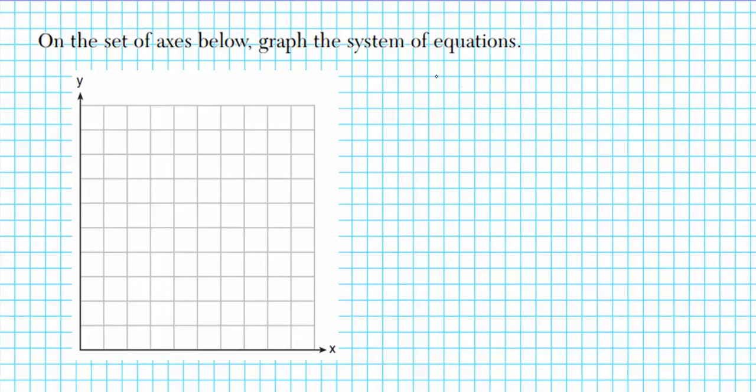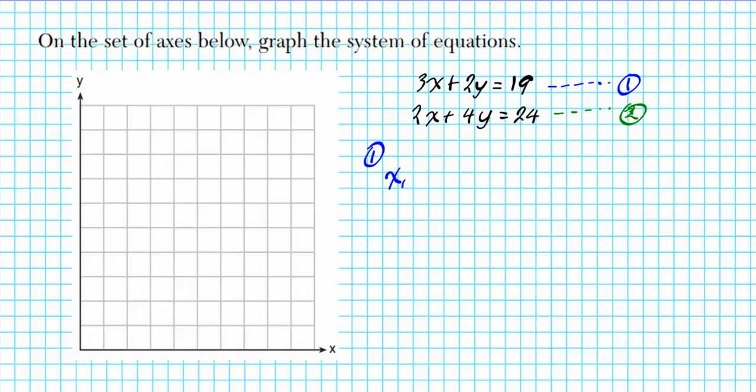Okay, so let's rewrite our system. We have 3x plus 2y equals 19 and 2x plus 4y equals 24. These equations are provided in standard form, so we're going to graph them using intercepts. Let's start with equation 1. Let's find our x-intercept first. If you want to find your x-intercept, you simply set y, the other variable, to 0.